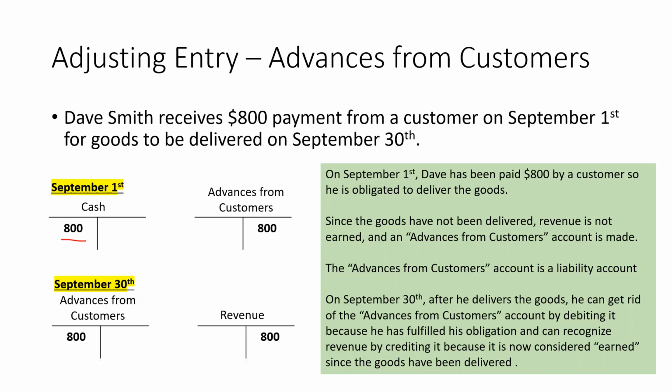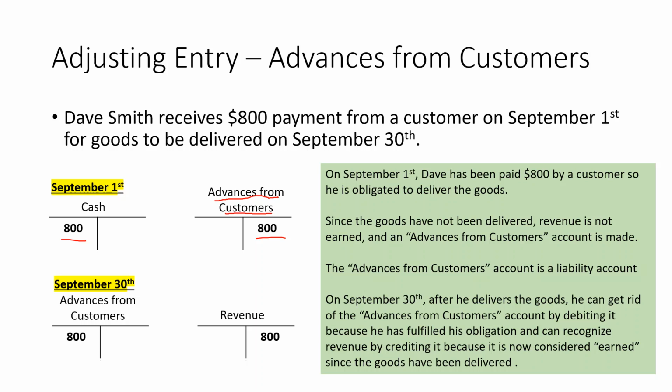However, as time goes on, things will change. We're not recognizing this as revenue yet because he hasn't delivered the item, so it's not considered revenue. Instead, he sets up another account called Advances from Customers. Advances from Customers is a liability account. He has an obligation to deliver the goods worth $800. Even though he received cash worth $800, he's still legally obligated to deliver the goods to the customer. Therefore, he recognizes a liability called Advances from Customers for $800.